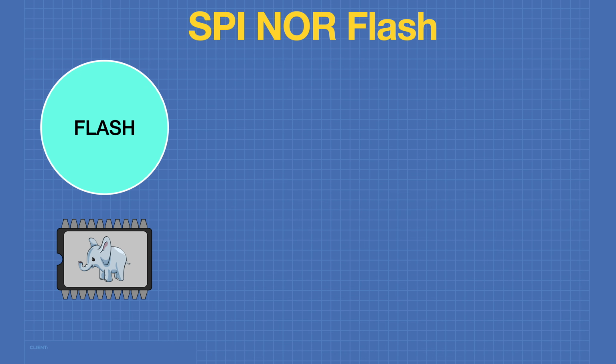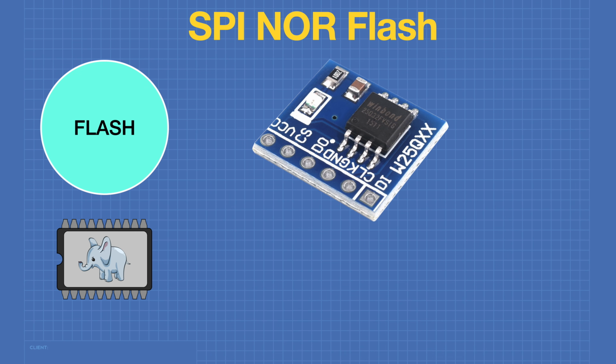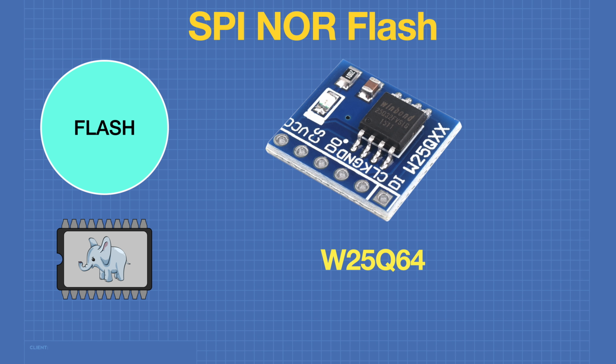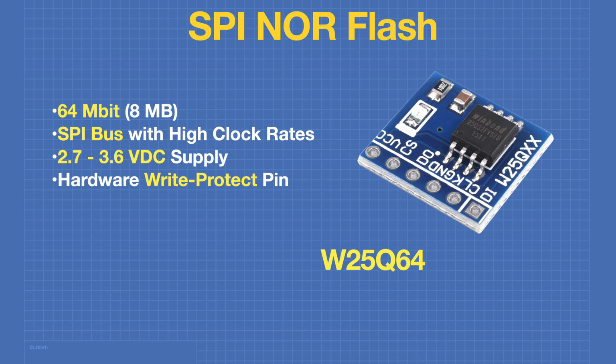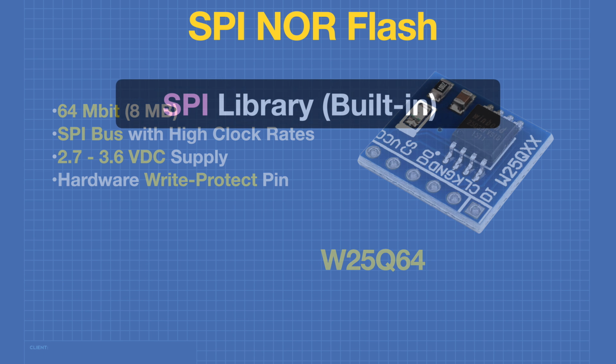The external SPI NOR flash device that we're going to be using today is the W25Q64. This is a commonly available 64 megabit or 8 megabyte flash unit. It uses the SPI bus and can use high clock rates. It works on a 2.7 to 3.6 volt supply, so it's excellent for 3.3 volt logic. And it also has a hardware write protect pin, although not all modules expose this pin.